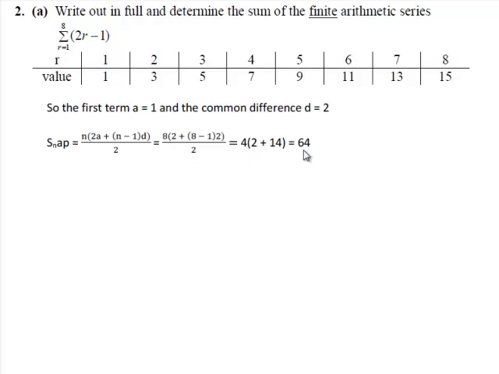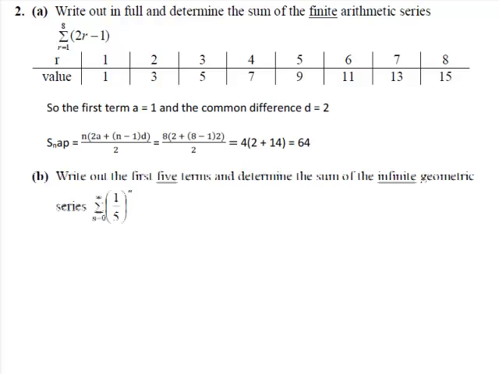Now if you couldn't remember the equation and you were in an exam, the question has said write out in full, so it wants you to write all these terms. So in fact you could simply add all the numbers together. This is better obviously, but if you can't remember the equation, add those together. So 1 plus 3 is 4, plus 5 is 9, plus 7 is 16, plus 9 is 25, plus 11 is 36, plus 13 is 49, plus 15 is 64, which is exactly what we've got there. And that's the answer to question 2a.